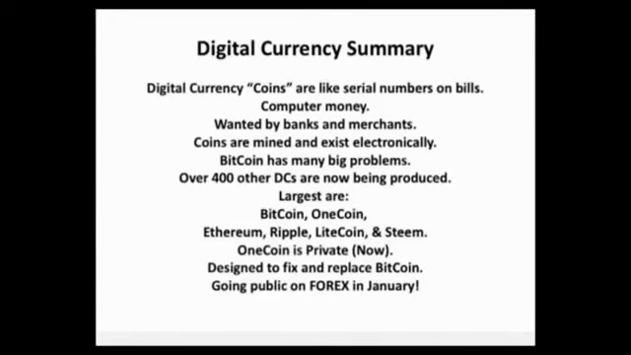So Bitcoin has many big problems, and there are over about 400 other digital currencies now being produced and offered on the internet. The largest are, and we will talk about each of these, Bitcoin, OneCoin, Ethereum, Ripple, Litecoin, and Steam. Now OneCoin is a private company, and it's been designed to fix and replace the problems with Bitcoin. And OneCoin is going to go public in January.